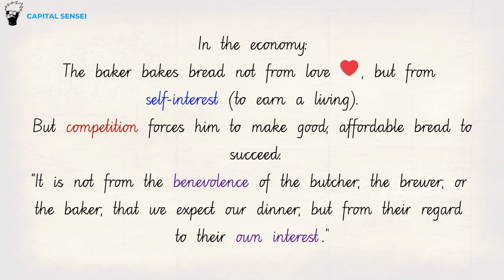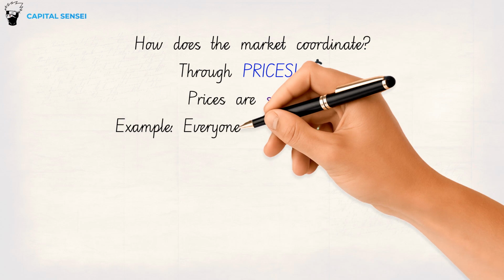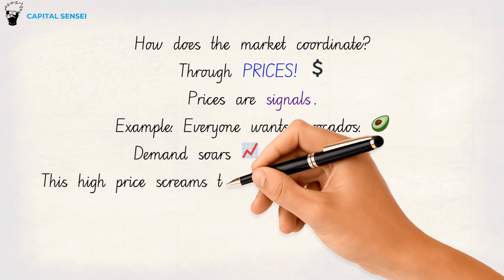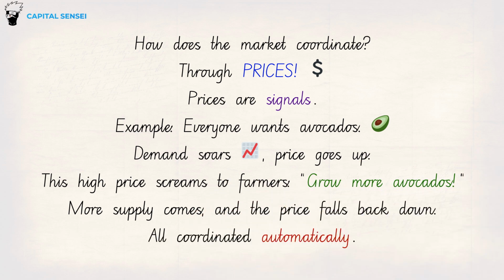This self-interest, channeled by competition, creates a system that allocates resources with incredible efficiency. How? Through prices. Prices are the signals in this giant decentralized system. If a new health craze makes everyone want to eat avocados, demand skyrockets. Stores run out. The price of avocados goes up. What does this higher price signal to farmers? It screams, hey, you can make a lot of money growing avocados. So more farmers start planting avocado trees. After a few years, the supply of avocados increases, which then brings the price back down to a reasonable level.